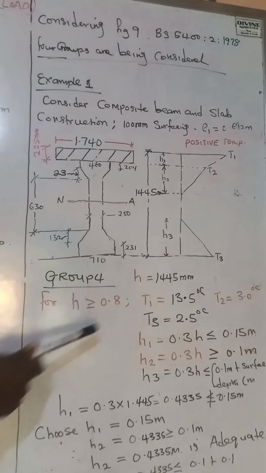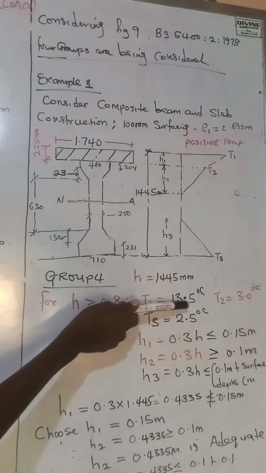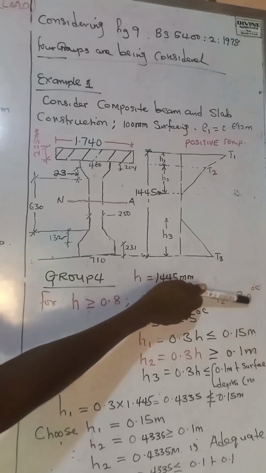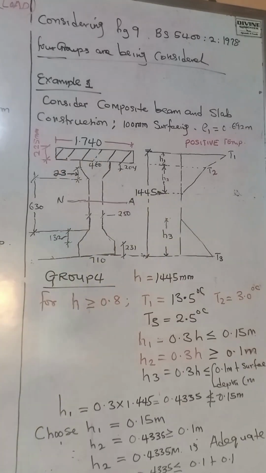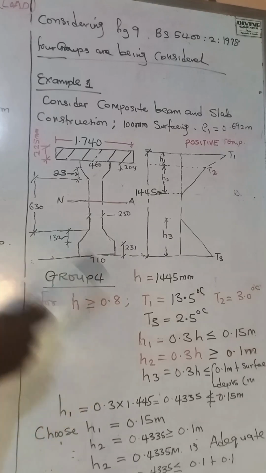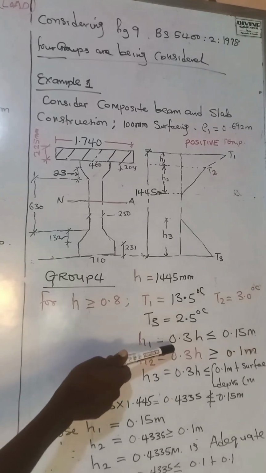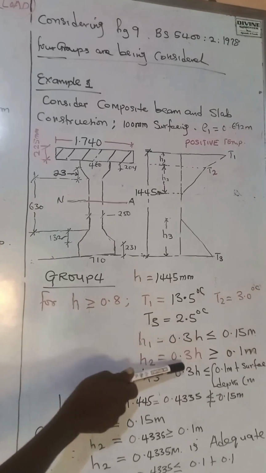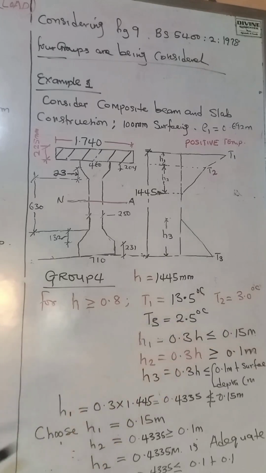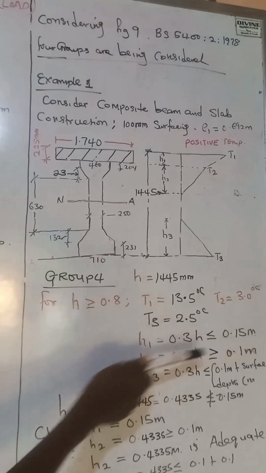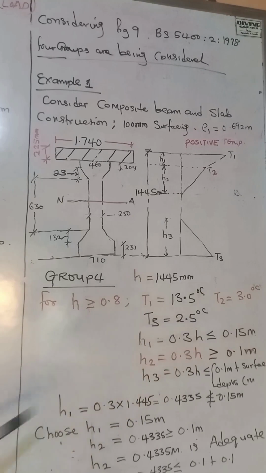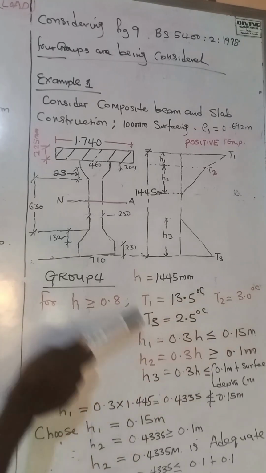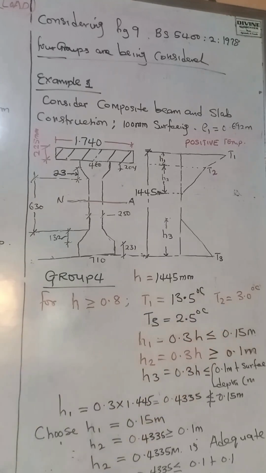And according to our code, when that happens, our T1 is 13.5 degrees Celsius, our T2 is 3.0 degrees Celsius, our T3 is 2.5 degrees Celsius. Okay, so we have that already slated in the code. Now we have H1. We know that H1 is 0.3H, so H2 is 0.3H, and for H1 it must be less than 0.15 meters. Okay, so H2 also must be greater than 0.1 meters. So we must ensure that these two set the upper limit of H1, while 0.1 is the lower limit of H2.